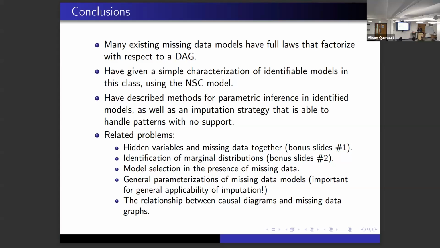The relationship between causal diagrams and missing data graphs is also interesting. People often get confused by this. Missing data graphs are not causal diagrams. We can talk about that too. They're a different kind of graph entirely.